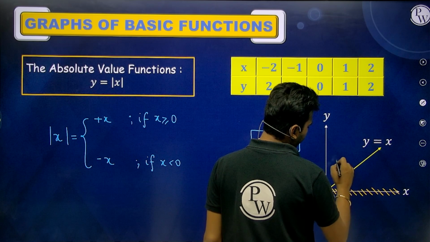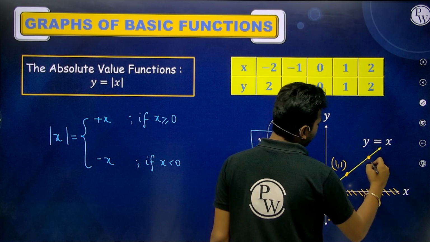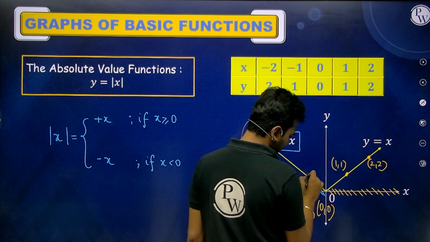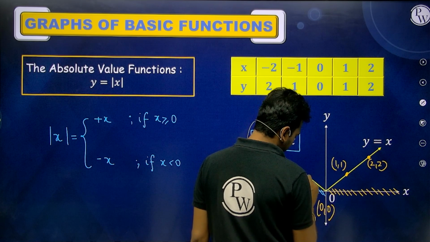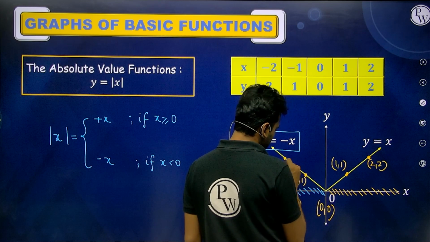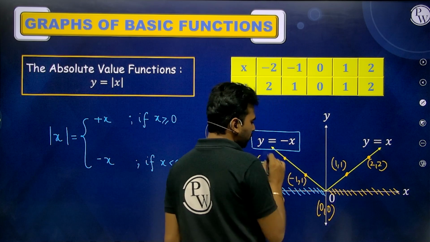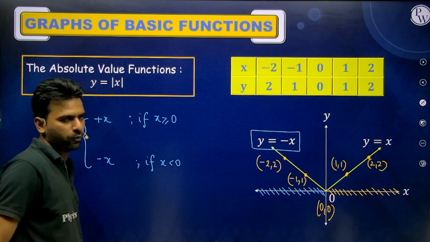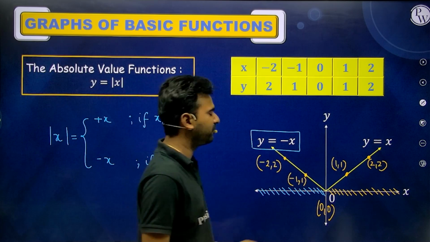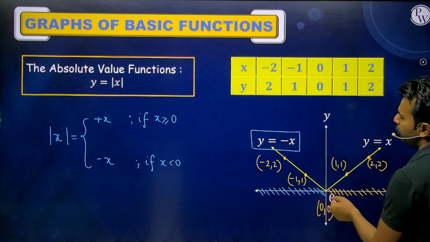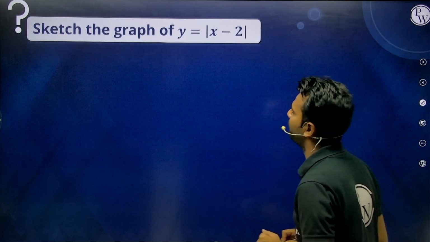0 comma 0 over here, 1 comma 1 will be there, over here 2 comma 2 will be there, over here minus 1 comma 1 will be there, over here minus 2 comma 2 will be there. Joining all these points, we get the graph of y equal to mod x. It's a victory shaped graph, and the V is forming at the origin. Yes, I hope you are aware of all this.